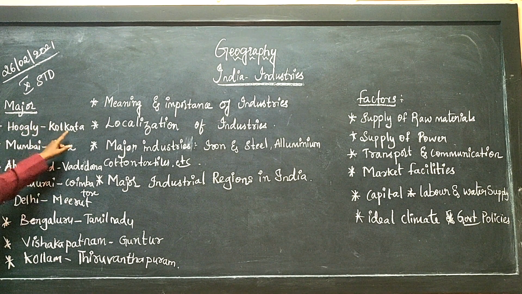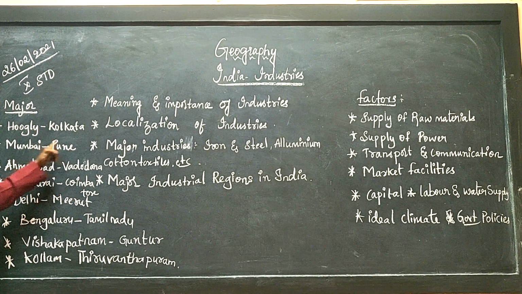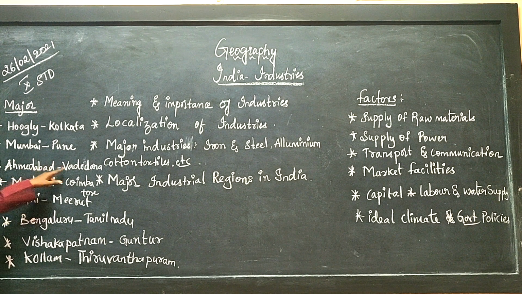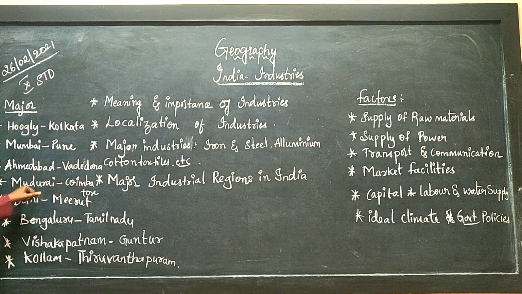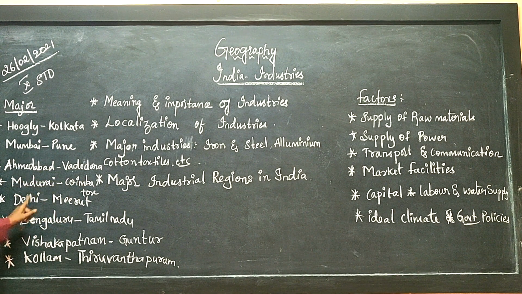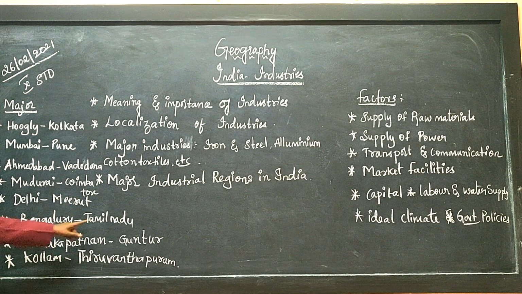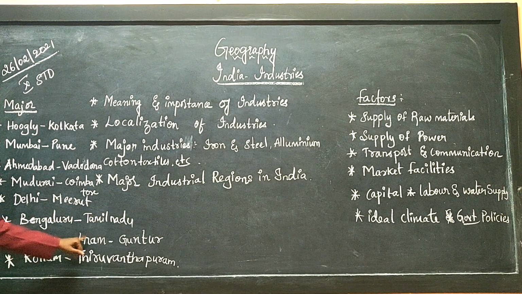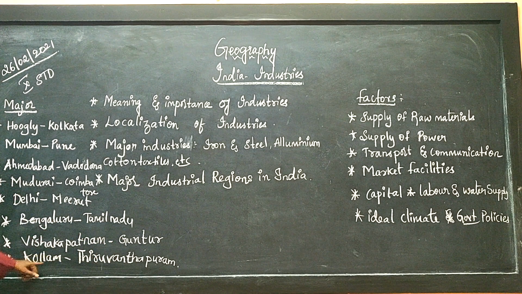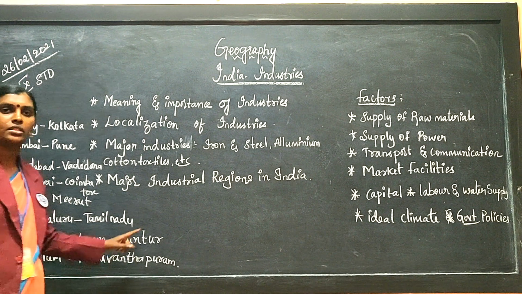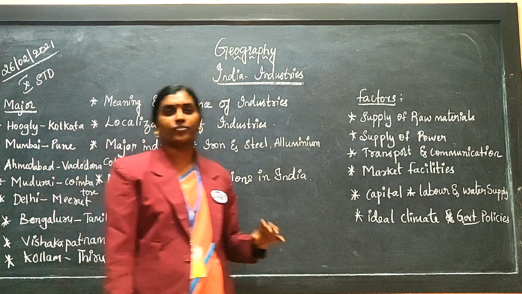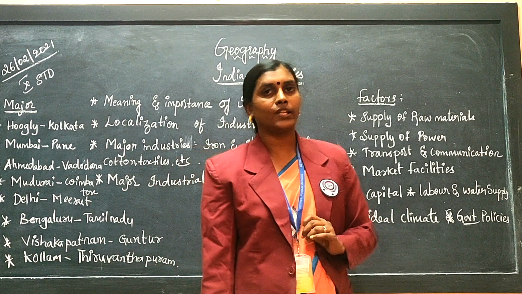So Hooghly to Kolkata, Mumbai to Pune, Ahmedabad to Vadodara, Madurai to Coimbatore, Delhi to Meerut, Bengaluru to Tamil Nadu, Visakhapatnam to Guntur and Kollam to Thiruvananthapuram. These are the places where we are going to find the industrial regions in India.